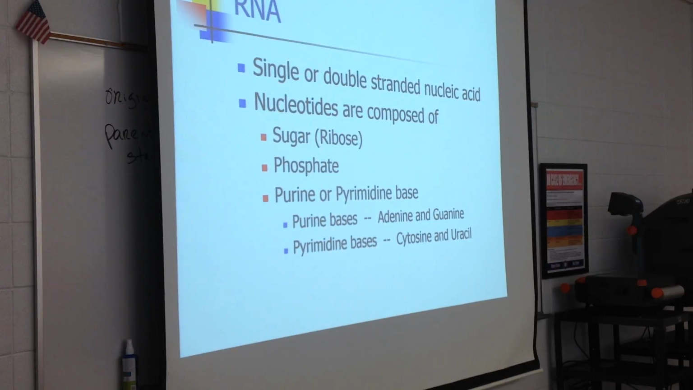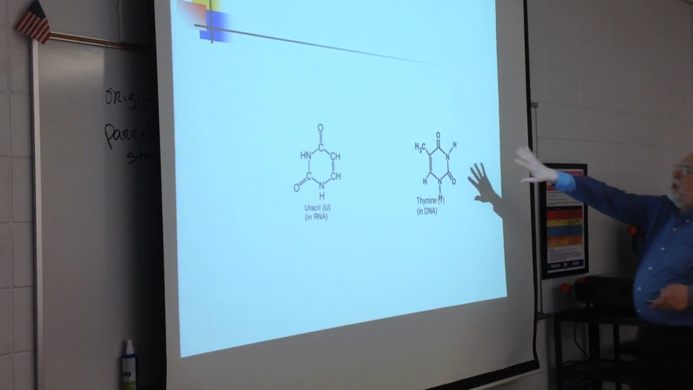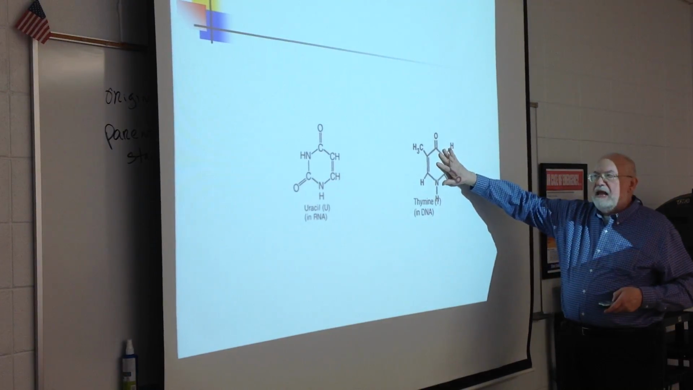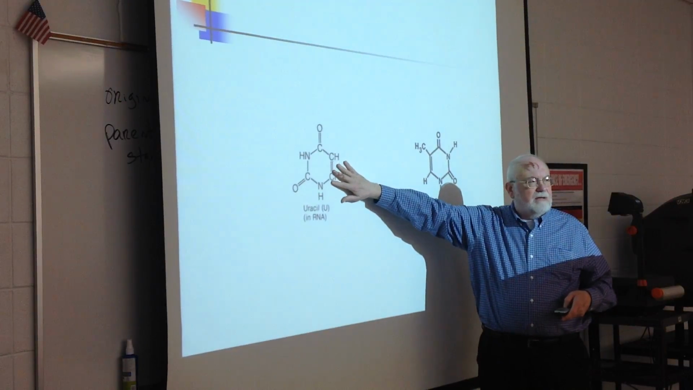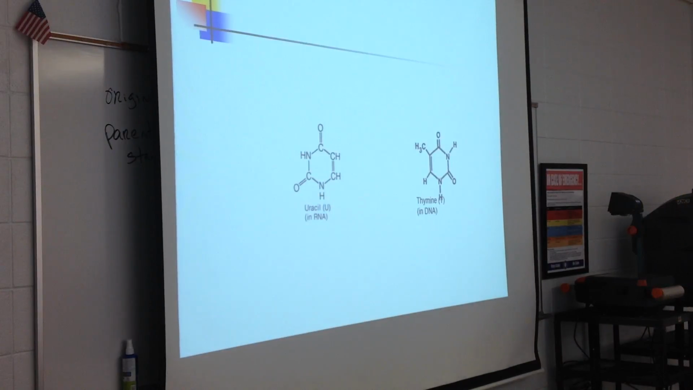Now, there are several types of RNAs. Oh, and incidentally, this is just showing, here's thymine, like you find in DNA. Here's uracil, like is found in RNA. You notice they're very similar in structure. So both of them will pair with A.